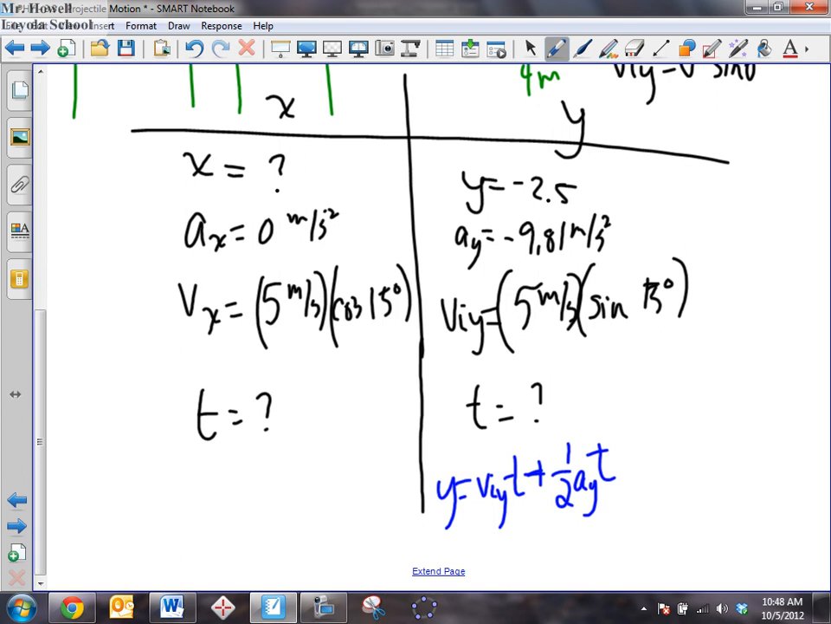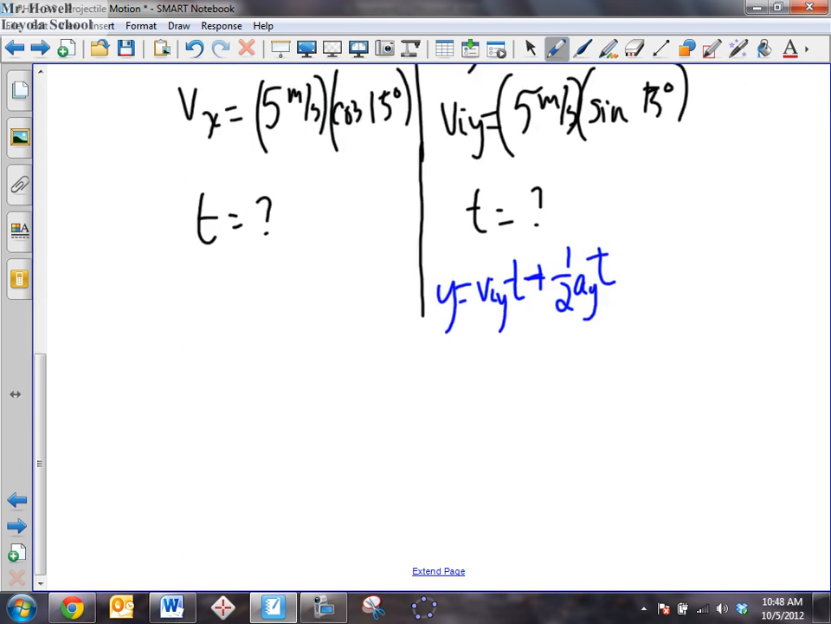Now, the problem here is this. Notice, what are you trying to solve for? Isn't it in 2 spots now? And VIY is not going to drop off anymore. So this is going to be what kind of an equation? Quadratic. Oh, not the quadratic. All right. Y is negative, what is it, negative 2.5?